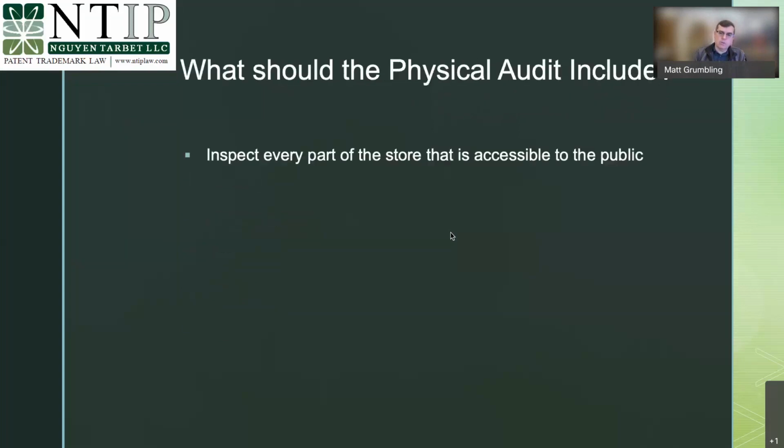So what should the physical audit include? Well, they should inspect every part of the store that is accessible to the public. And I'm going to leave out the parts that aren't accessible to the public. Those come under different standards. But for the ADA, it's mostly the part that is the public accommodation. They need to look at every part of that store, and they need to have a checklist. If they don't have a checklist, what are they doing there? Just having somebody walk around and go, oh, it looks okay to me. That's not good. They need to have a checklist.